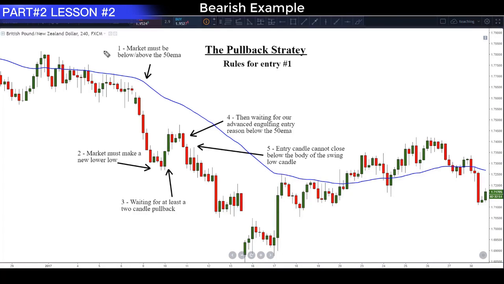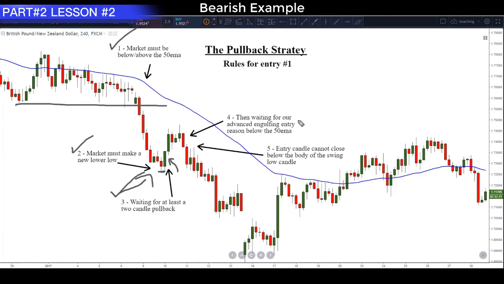So far, what do we have? We have a market that pushed under and is trading under the 50 EMA. We have a market that created a new lower low, and we have a 2-candle pullback from that swing low with these 2 green candles. So we've checked off all 3 of those rules. The next rule we're going to be taking a look at is rule number 4.